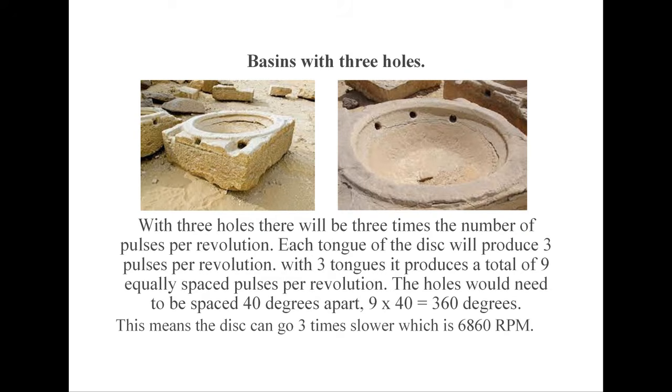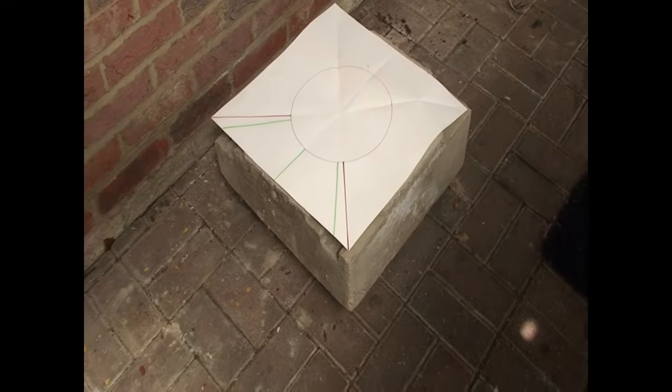Basins with 3 holes. With 3 holes there will be 3 times the number of pulses per revolution. Each tongue of the disc will produce 3 pulses per revolution. With 3 tongues it produces a total of 9 equally spaced pulses per revolution. The holes would need to be spaced 40 degrees apart. 9 times 40 is equal to 360 degrees. This means the disc can go 3 times slower, which is 6,860 rpm.